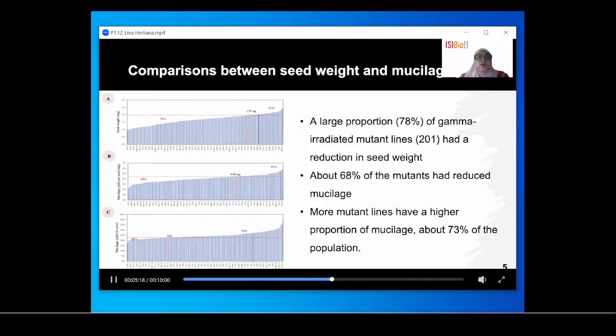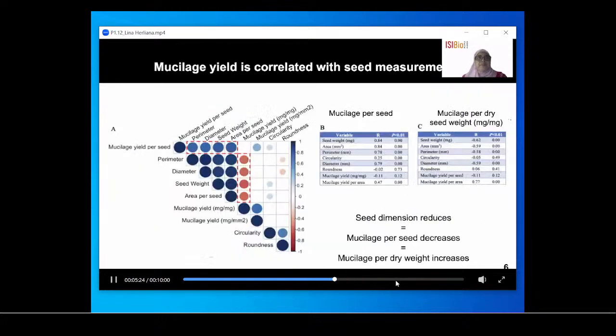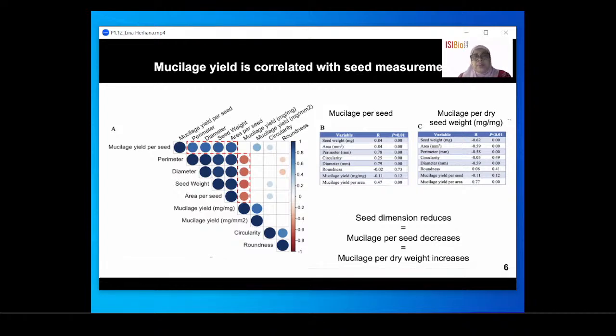We then ran a correlation analysis to confirm the relationship between mucilage yield and the seed dimensions. Figure A shows the correlation matrix, with blue meaning positive, while orange means negative correlation between two variables. Color intensity and the size of the circle are proportional to the correlation coefficient. 0 means no correlation, while 1 means strong correlation.